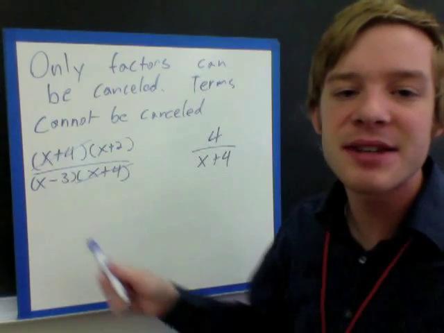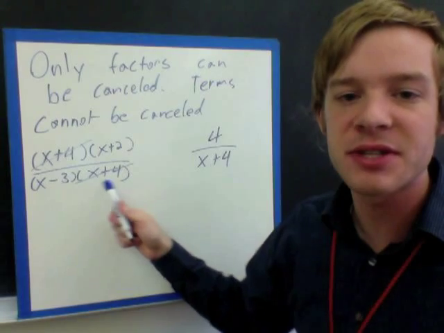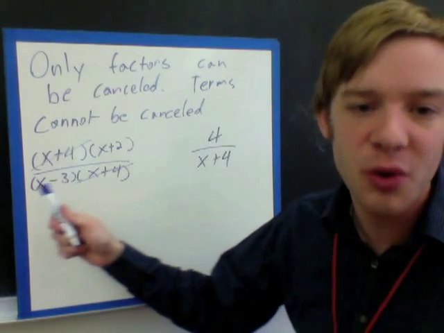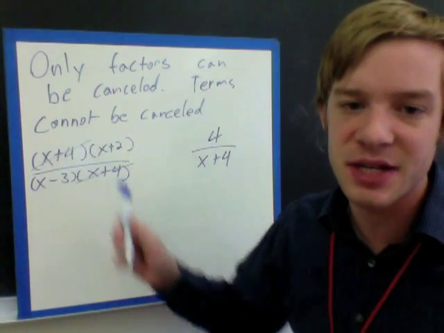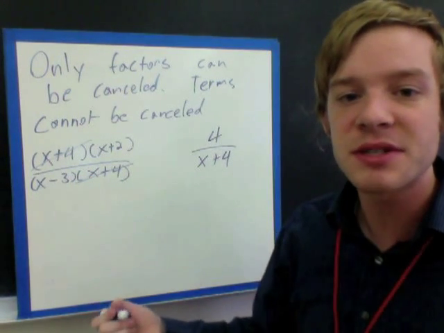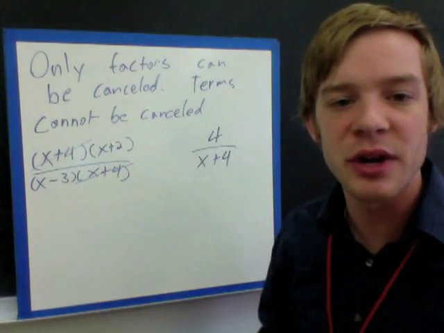So I can't cancel out the individual x's or the individual numbers, but since this whole parentheses is multiplied by this whole other parentheses, I can cancel it out on bottom and I can cancel out the x plus 4 on top. When I do this, the only thing that I'm left with is the x plus 2 on top and the x minus 3 on bottom.